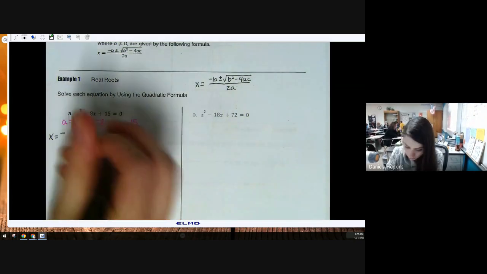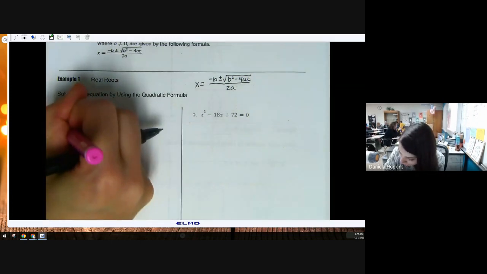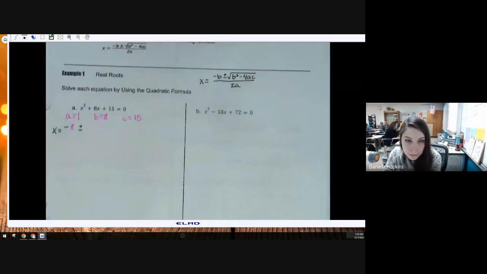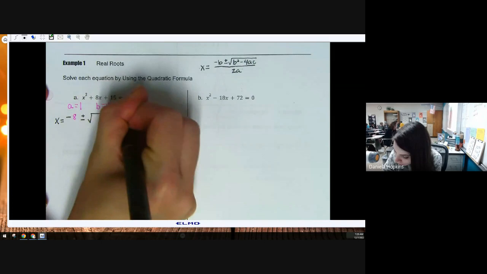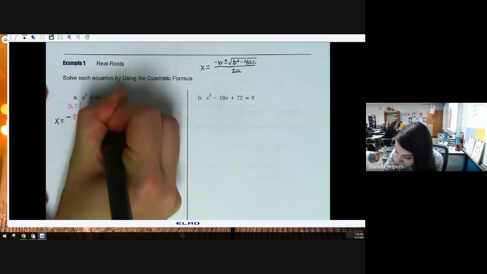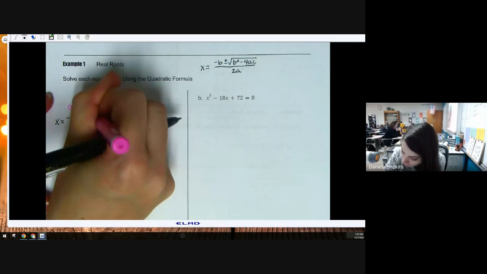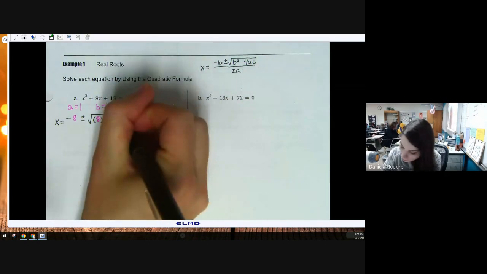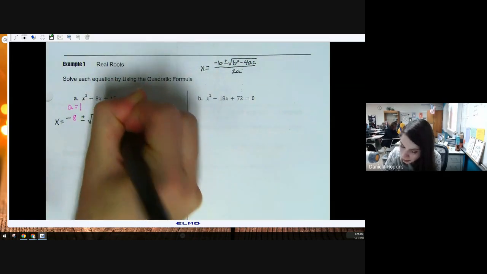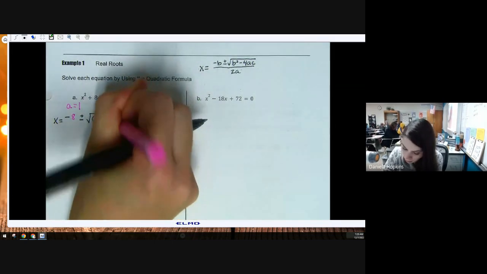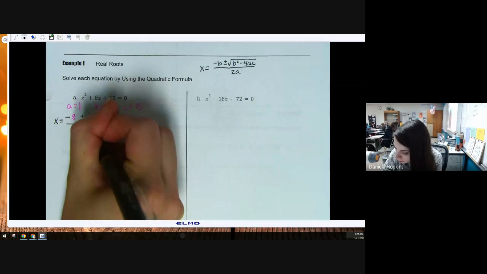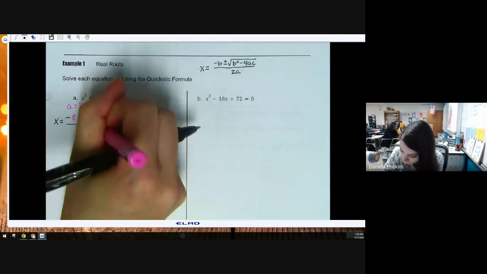So I'm going to do negative, and then my b term, which in this case is 8, plus or minus the square root of, and then I am going to put this in parentheses because when you type this into your calculator, you'll want to make sure that if it's a negative b it doesn't give you a negative square. So it's 8 squared, b squared, minus 4 times my a term, which in this case is 1, times my c term, which is 15, all divided by 2 times my a term, which in this case is 1.